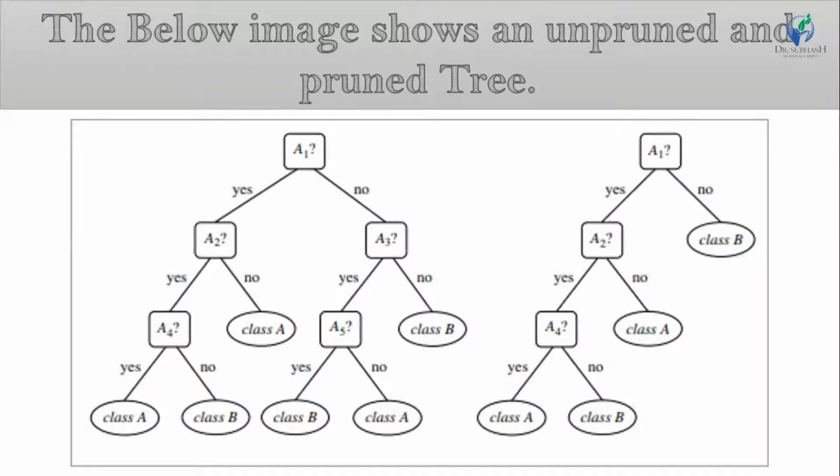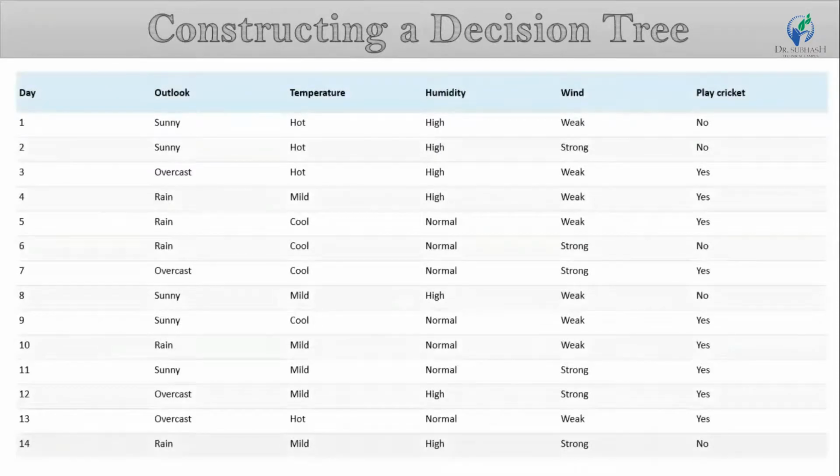Now, we will see how we can construct a decision tree. For that, let us take an example of a dataset of the last 10 days of weather with attributes outlook, temperature, wind, and humidity. The outcome variable will be playing cricket or not. We will use the ID3 algorithm to build a decision tree.